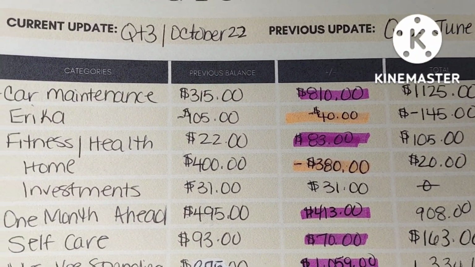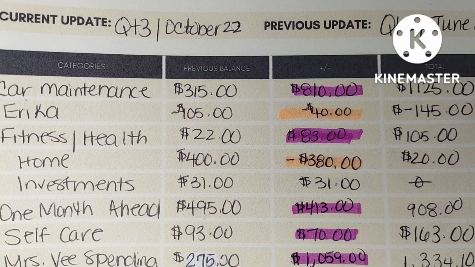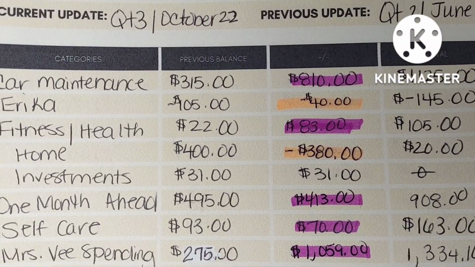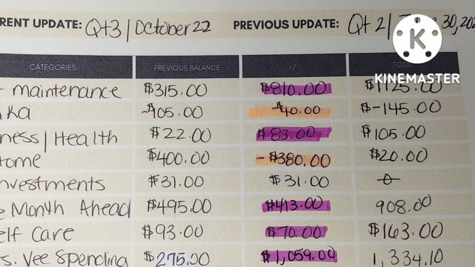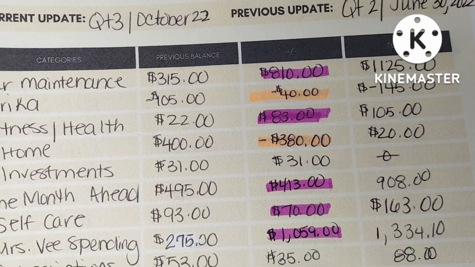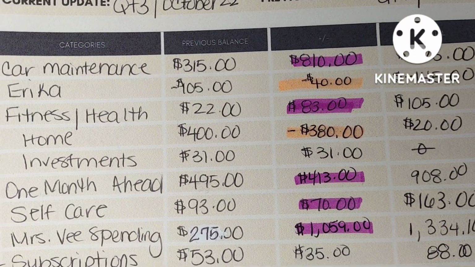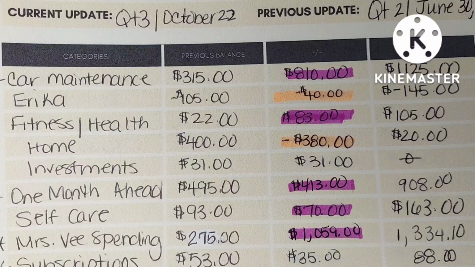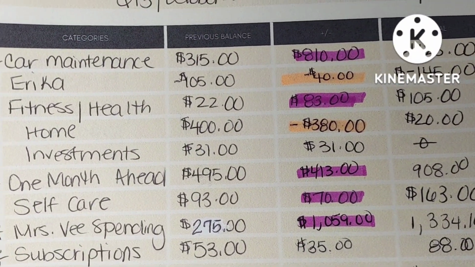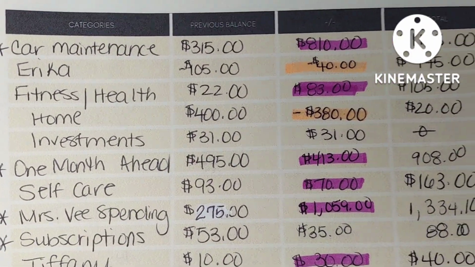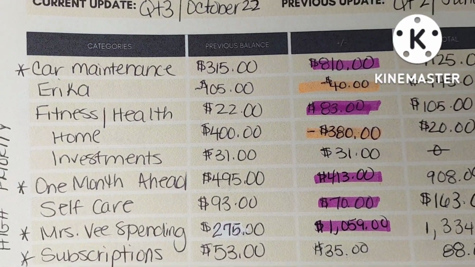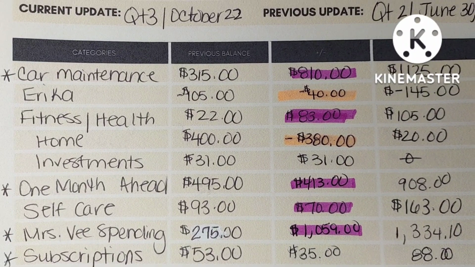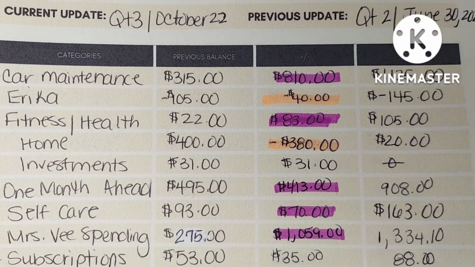Self-care, I use this envelope often, so this amount may not be right at this time, but we're going to go ahead and go with it. Ended with $93, and I now have $163, so we have a difference of $70. My Mrs Vee spending, which is the rollover that I have every week. I give myself $100 a week to spend, but because I have a mindset change, and I do not value some of the same luxury items that I used to value, and plus I'm focused on paying off my house, I don't spend a lot of my money.